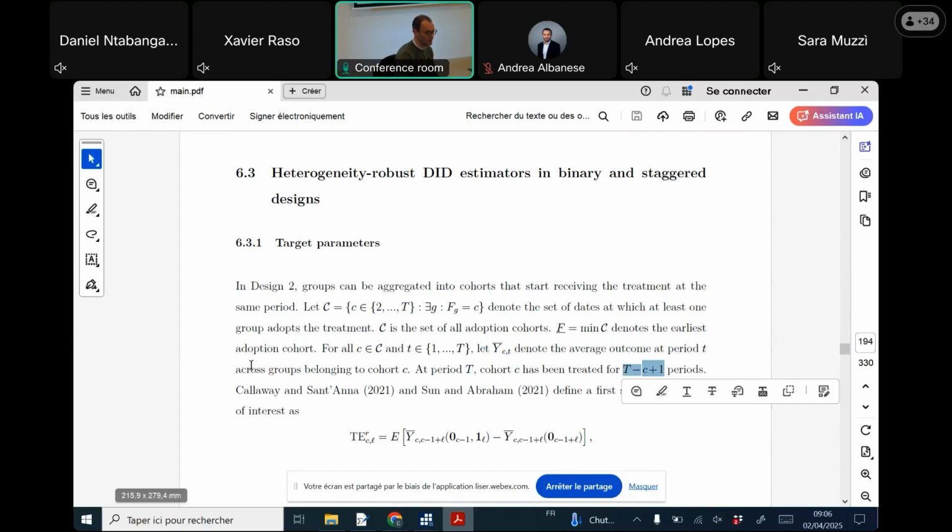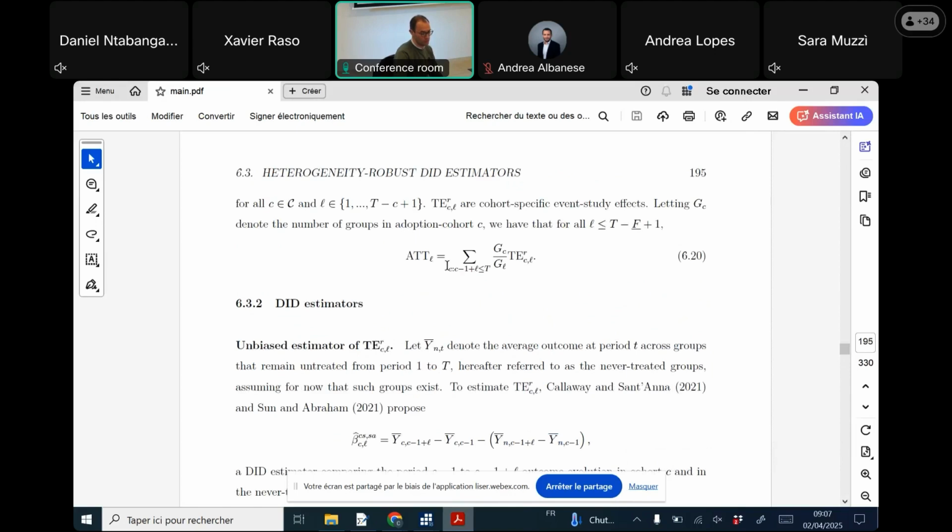And so those intermediate target parameters that have been introduced by Callaway and Sant'Anna and Sun and Abraham are those cohort-specific effects of having been treated for L periods. We're comparing the average outcome of cohort C at C minus 1 plus L, having been treated for L periods, to the counterfactual that would have happened without any treatment from period 1 to C minus 1 plus L. So there is, of course, a connection between our ATTL event study effects and those cohort-specific event study effects. You can show that the overall event study effects are just a weighted average of the cohort-specific ones across adoption cohorts.